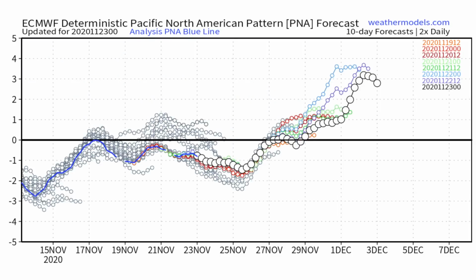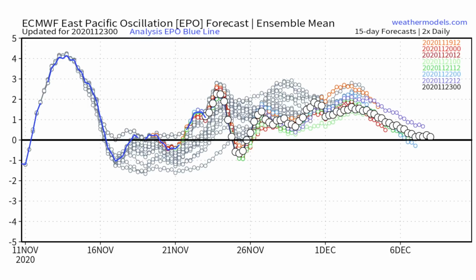Here's the PNA. That's a very big indicator, because once that shoots up positive, that means that you have a ridge out in the west, and ridges out in the western United States force cold air down into the eastern United States.